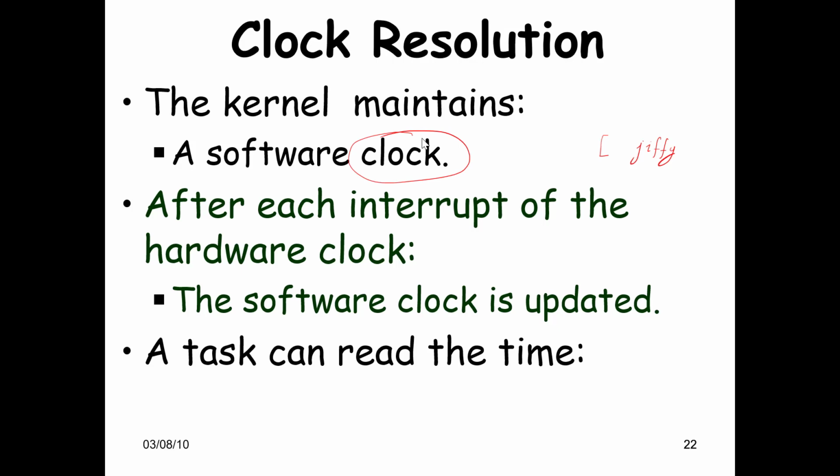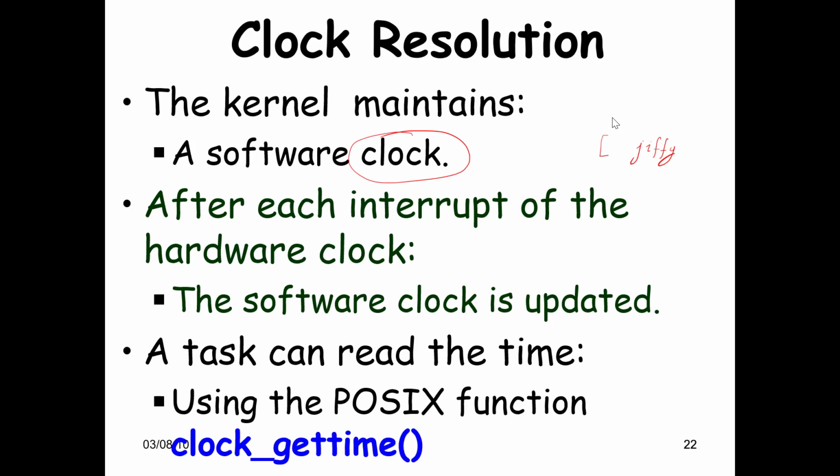All right. So the reason is that if any other thread wants to know the current time, it doesn't have to actually go and read a hardware register. It can just read a memory address. That will give you the value of the software clock. A task can then read the time, which is the value of the software clock, using the POSIX function, which Linux supports, and versions of Windows also support, called clock get time.